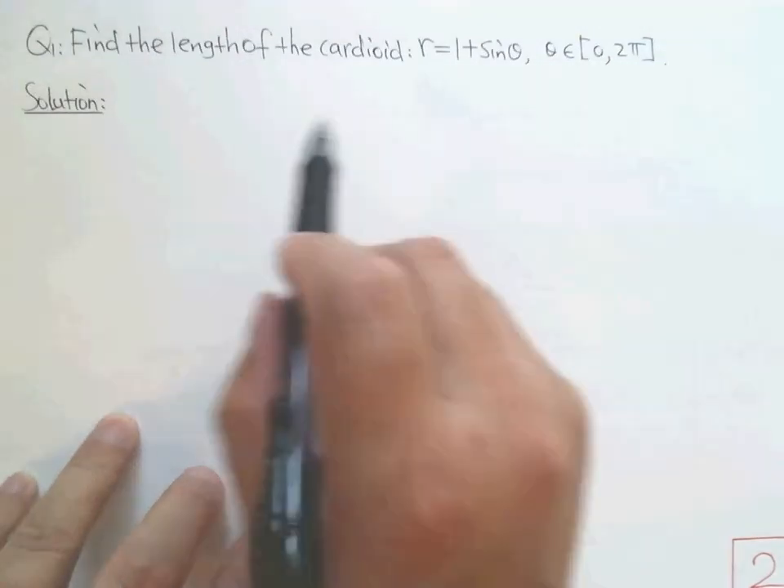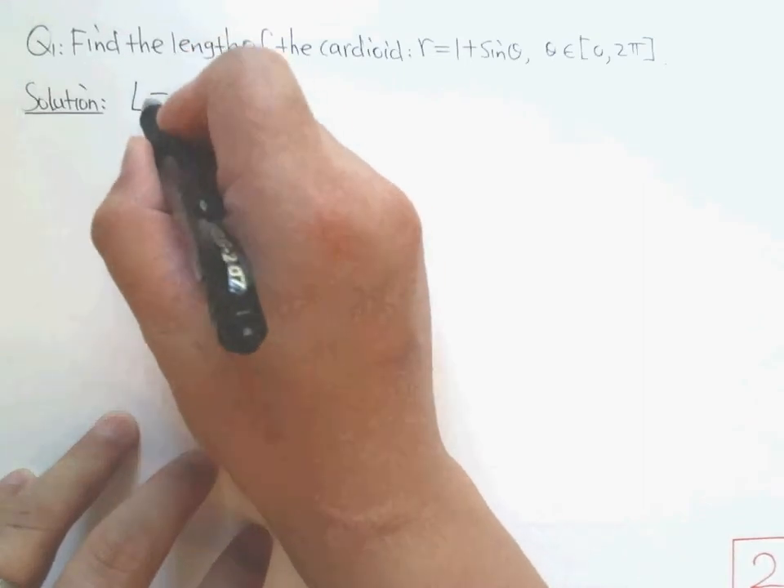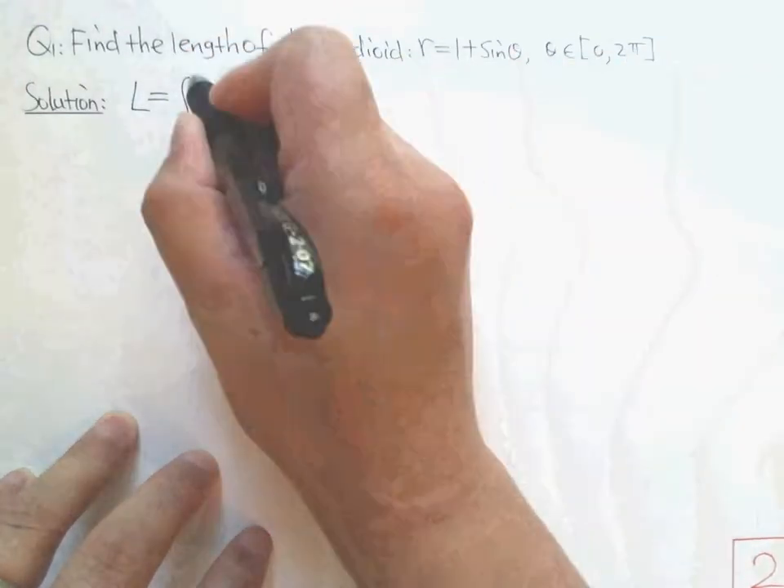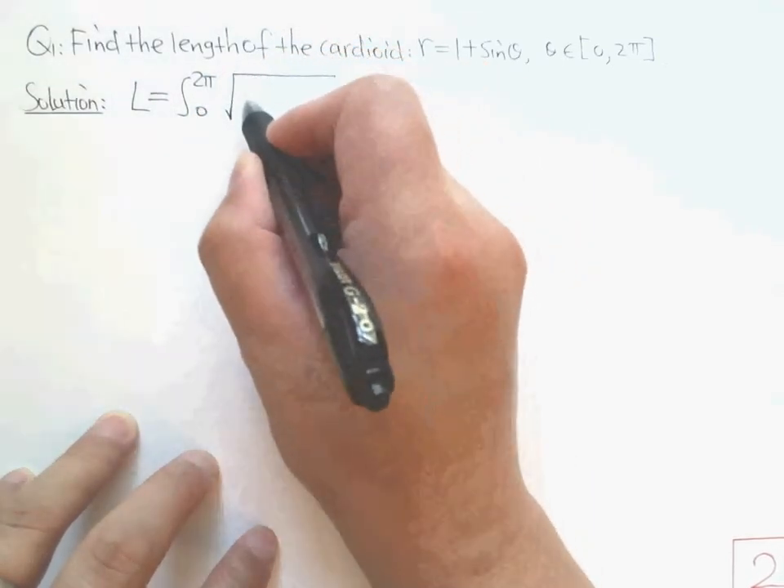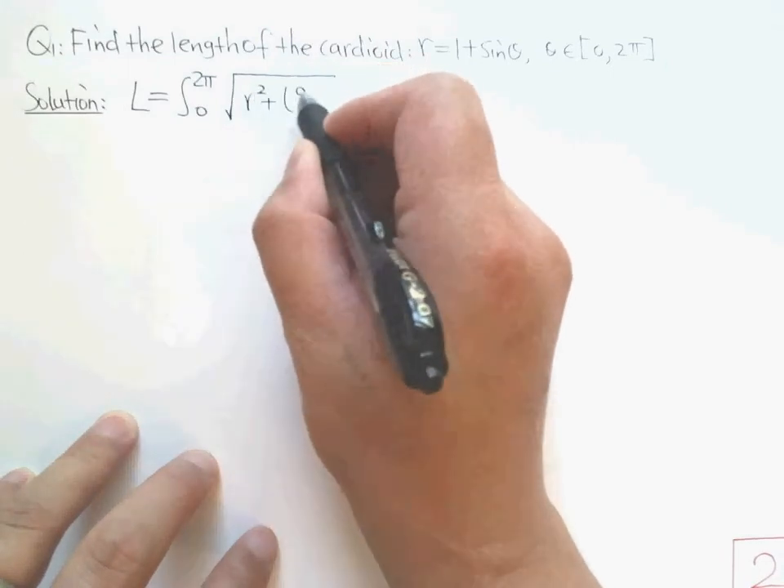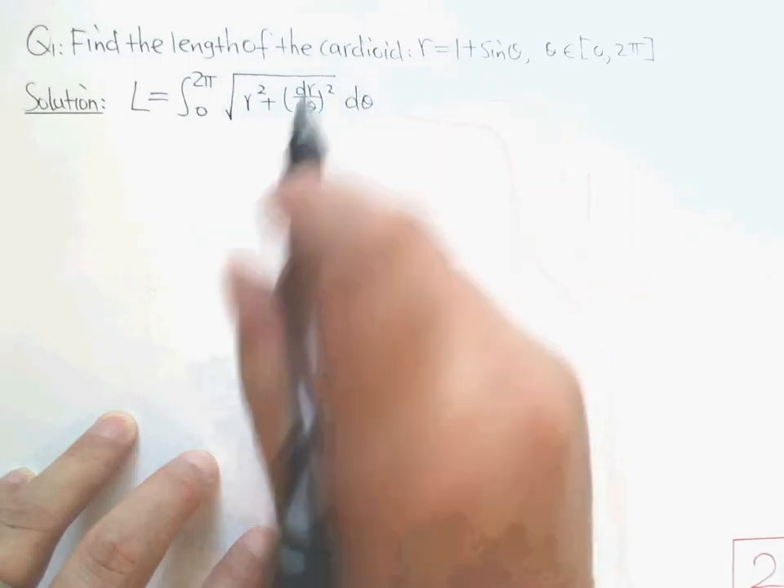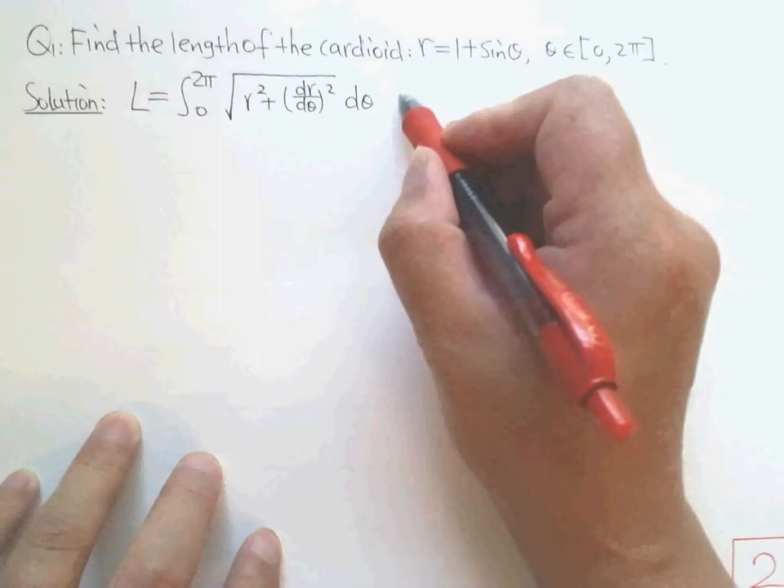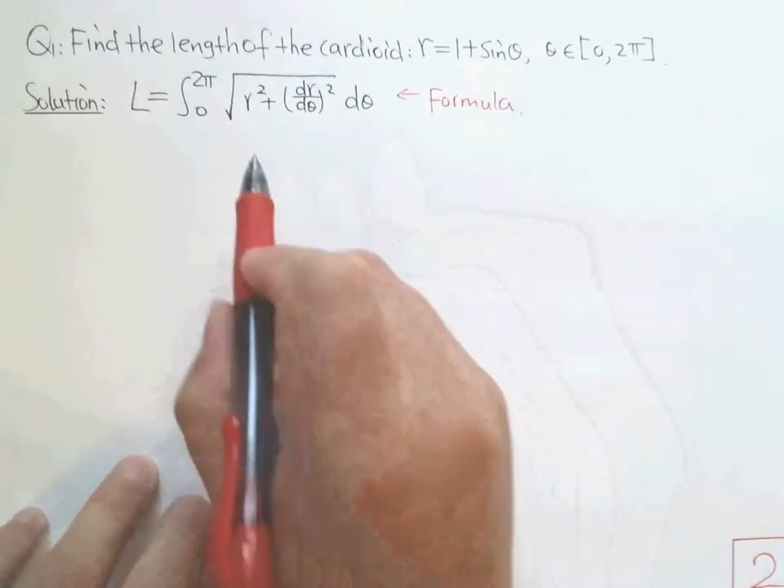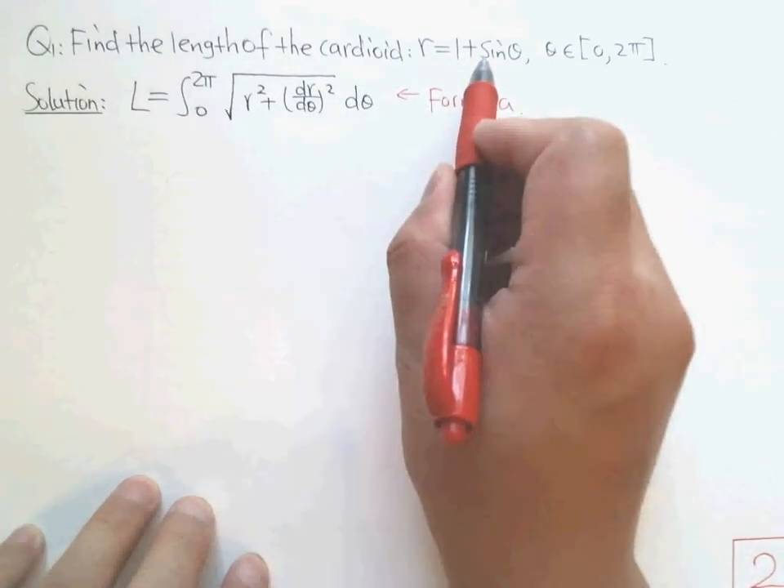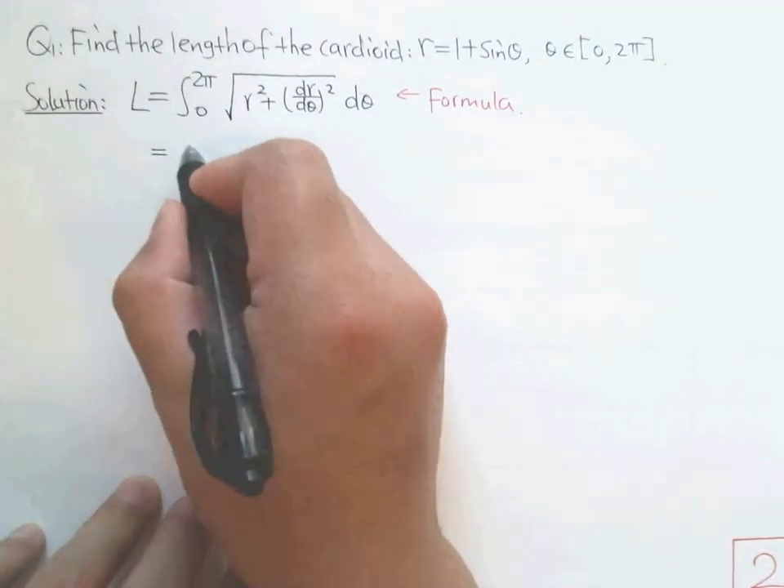First, we need the formula, right? So the formula is easy. We just copy the formula. So the length L equals the integral from 0 to 2 pi, right? And then the square root of r squared plus the derivative dr d theta squared, and then d theta. This is the formula. Okay, first the formula is what you need. Okay, and then r we know, right? So the derivative of r we also know. Plug into this, do the integration, and then equals the integral from 0 to 2 pi.